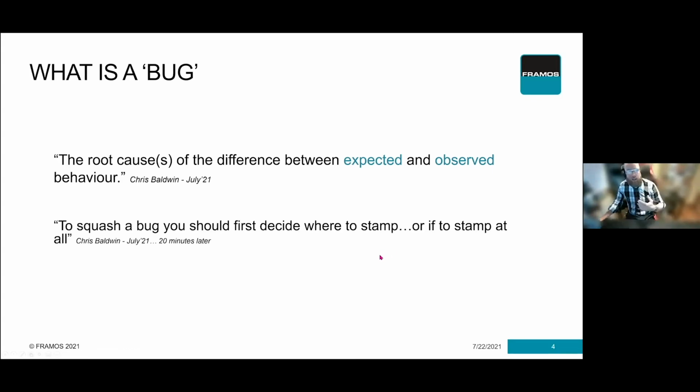And the other part is, to squash that bug, you need to know where to stamp. And again, leaning towards this expected and observed, or if to stamp at all. This is a very key point. A lot of wasted time, wasted is maybe a bit too harsh, but a lot of spinning of wheels occurs when we're trying to classify, when we're chasing down bugs which are not actually there.